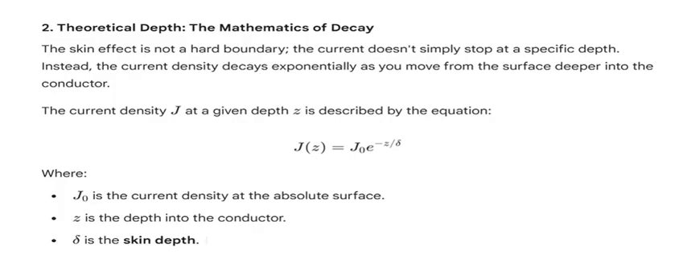2. Theoretical depth: the mathematics of decay. The skin effect is not a hard boundary. The current doesn't simply stop at a specific depth. Instead, the current density decays exponentially as you move from the surface deeper into the conductor. The current density J at a given depth z is described by the equation here, where J₀ is the current density at the absolute surface.